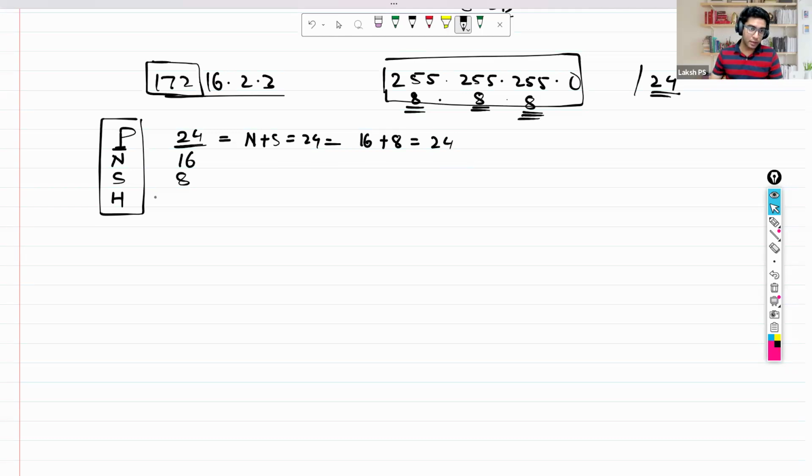Now, host bits, basically the zeros. Obviously, this is an 8-bit zero, so you have 8 host bits. Clear? Any question?